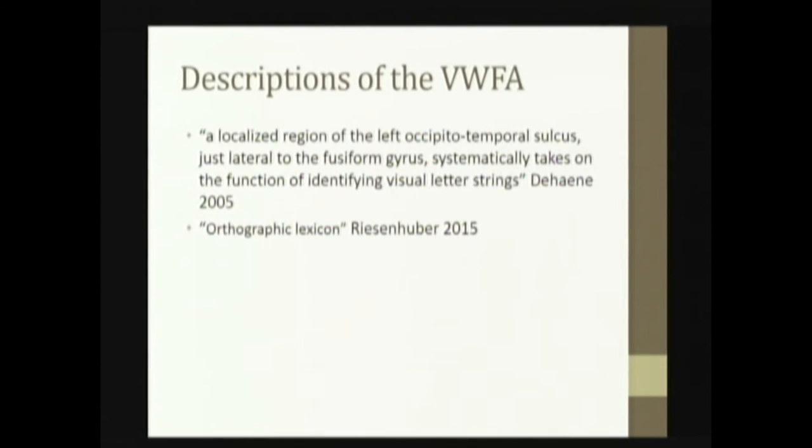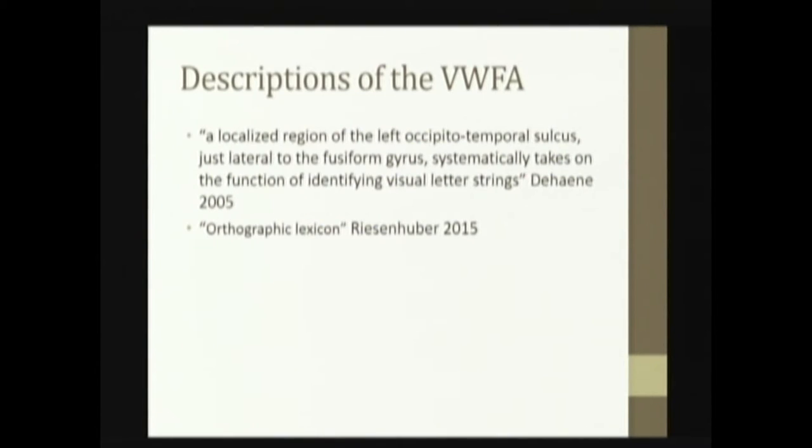So it's been described in a few ways. It's been described as a localized region of the left occipitotemporal sulcus, just lateral to the fusiform gyrus, that systematically takes on the function of identifying visual letter strings. Letter strings is basically just letters in a row. And a nice summary for it was an orthographic lexicon.